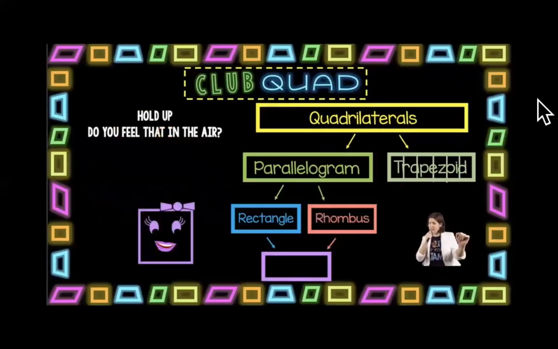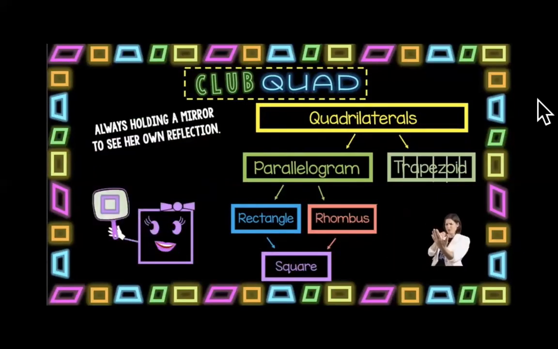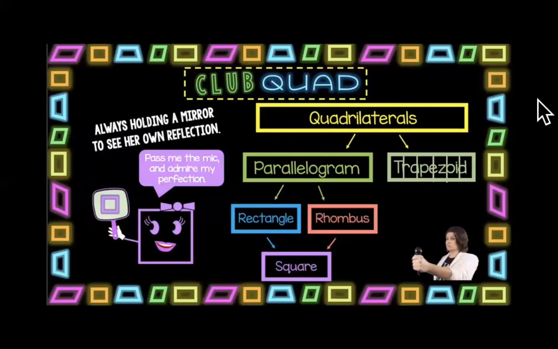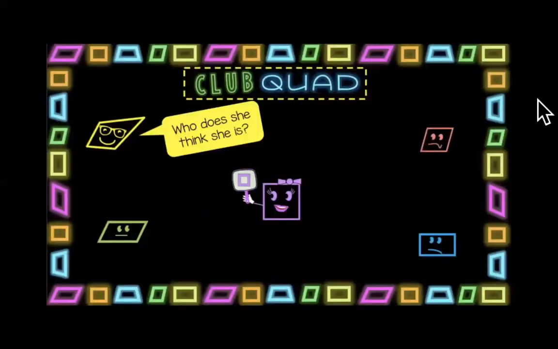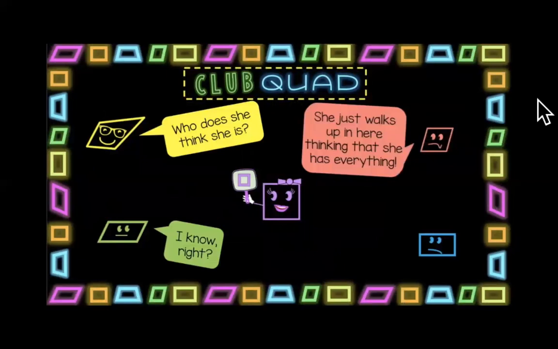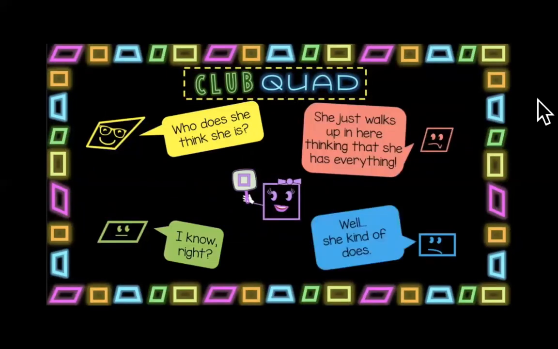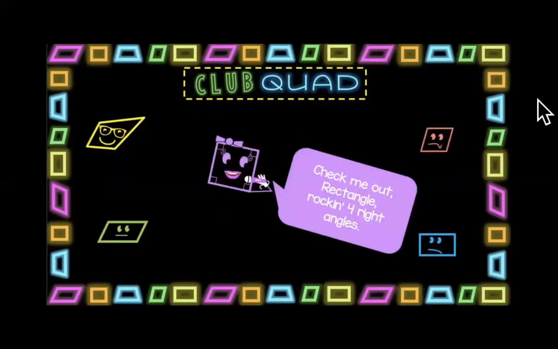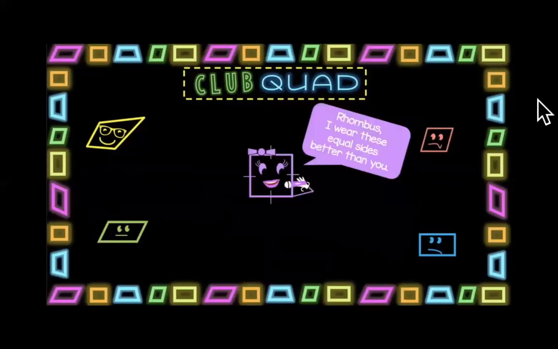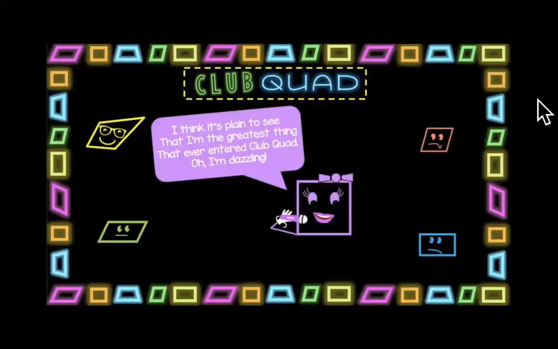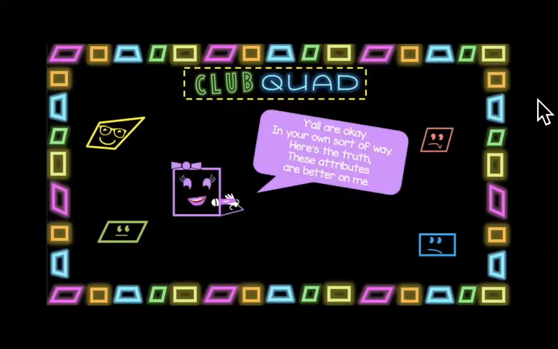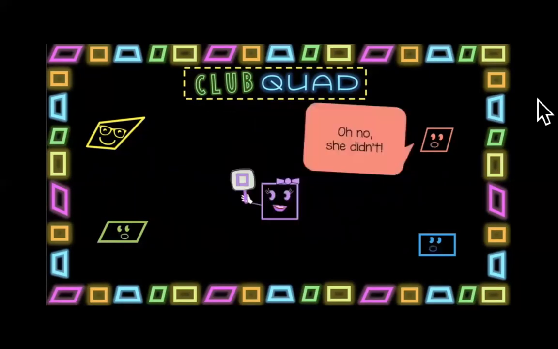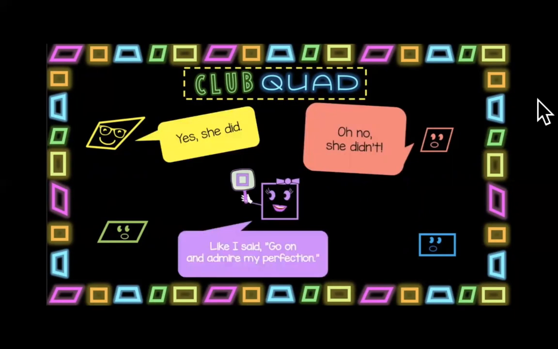Hold up, do you feel that in the air? Ah, geez Louise, it's Sassy Square, always holding up a mirror to see her own reflection. Pass me the mic and admire my perfection. Who does she think she is? I know, right? She just walks up in here thinking that she has everything. Well, she kinda does. Mr. Quad, I'm a four-sided polygon too. Two pairs of parallel sides, so I'm a p-gram, boom. Check me out, rectangle, rockin' four right angles. Rhombus, I wear these equal sides better than you. I think it's plain to see that I'm the greatest thing that ever entered Club Quad. Oh, I'm dazzling. Y'all are okay in your own sort of way. Here's the truth, these attributes are better on me. Oh no, she didn't. Yes, she did. Like I said, go on and admire my perfection.